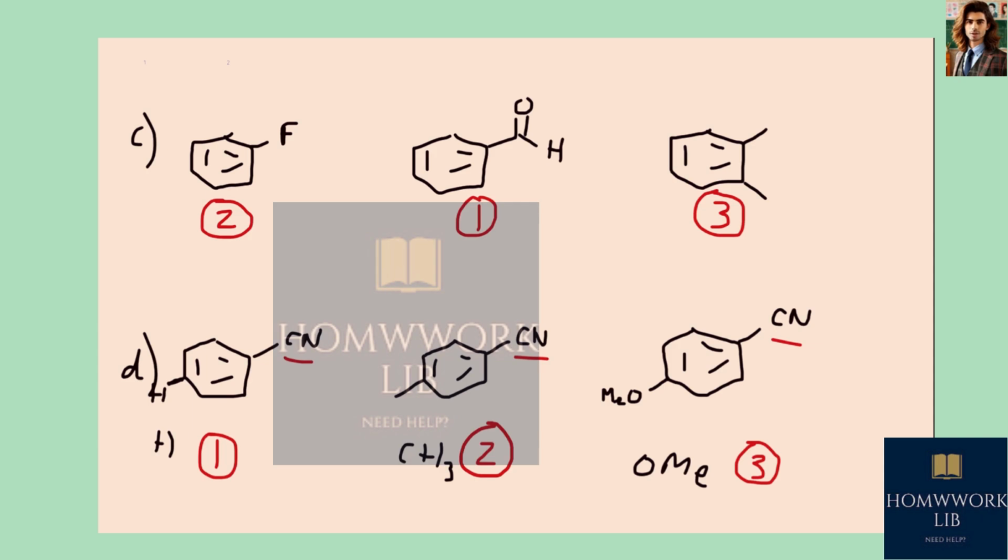So cyanobenzene is going to be the slowest. Methyl is slightly more activated than the cyanobenzene, and then methoxy is more activated than both the methyl cyanobenzene and regular cyanobenzene.